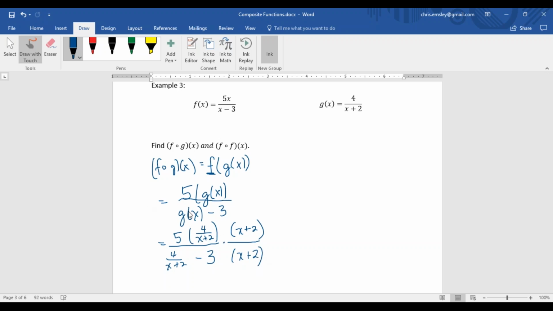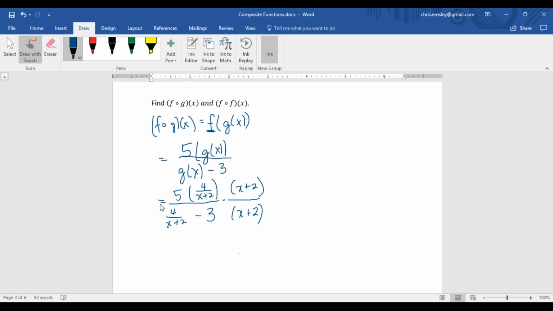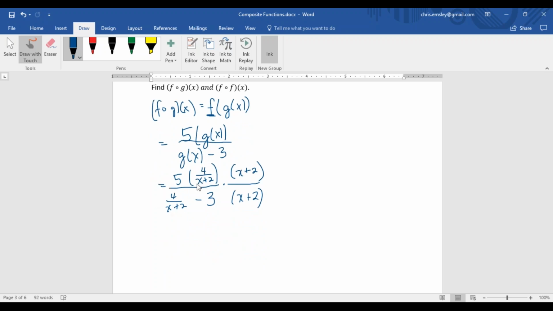So up top, let me scroll down a little bit so we have more room. Up top, when we multiply, this x plus 2 and this x plus 2 cancels, we are left with just 5 times 4. So there's our numerator, 20. On the bottom, since we have an expression with two terms, we need to make sure we distribute this multiplication. So when we distribute it with our first term, it again cancels. X plus 2 cancels with the denominator. We're just left with 4. And then we have our minus 3, and then there it is distributing to our second term, x plus 2.